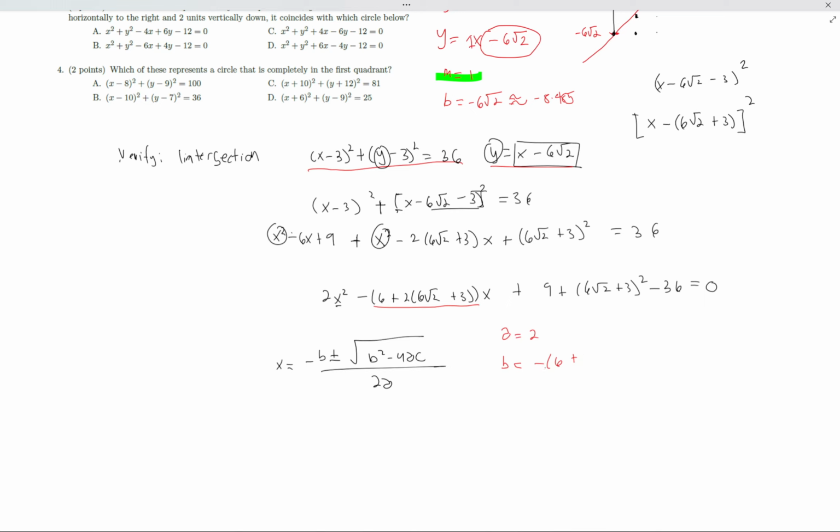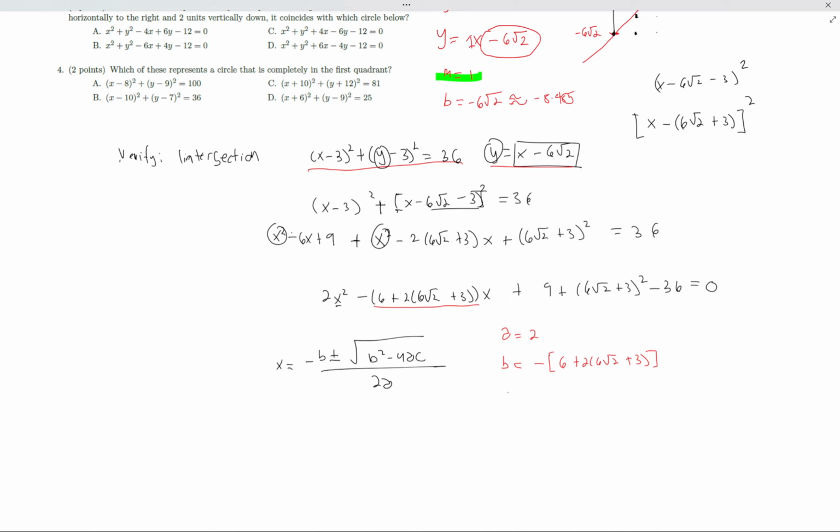In fact, in this case, we have this. We can put a square bracket here for emphasis. This will become negative 6 plus 2 times 6 square root of 2 plus 3. Okay, so we have this coefficient now.